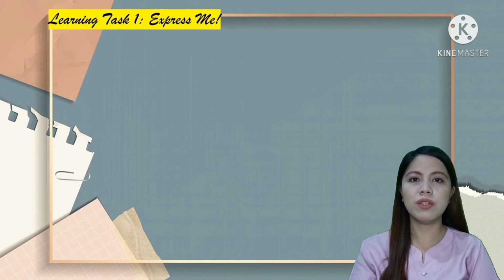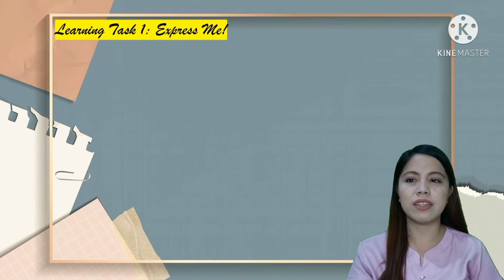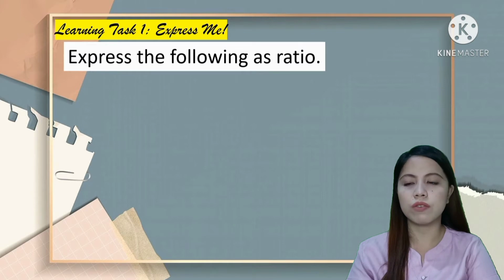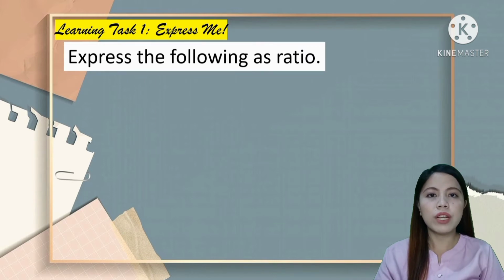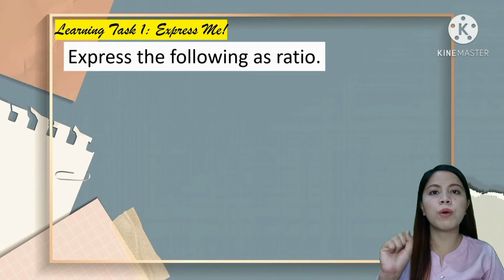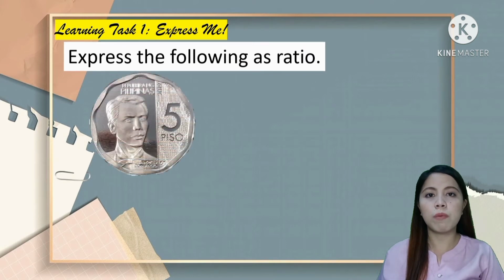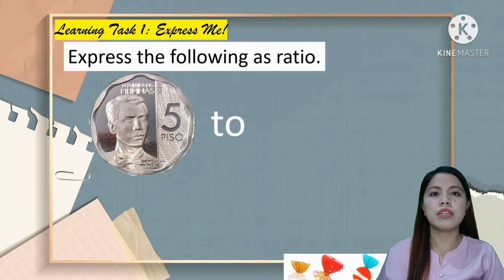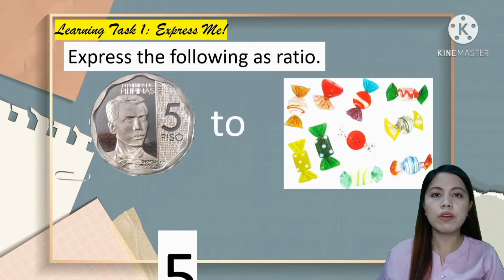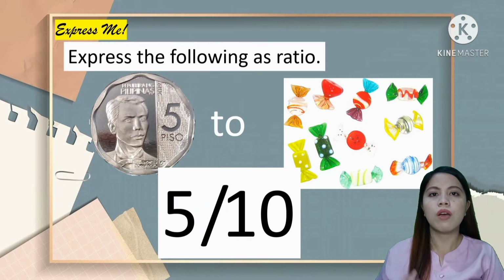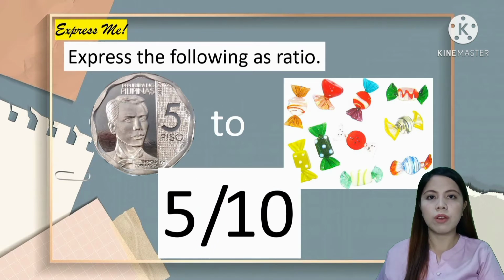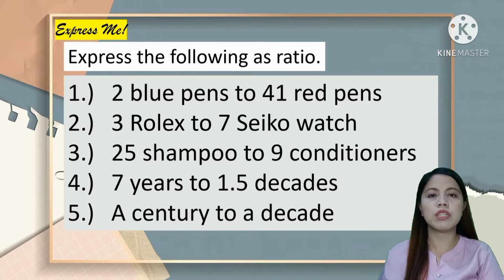Since you have no question, let us have an activity entitled Express Me. Let me read the instruction first. Express the following as ratio. As you can remember, ratio is used to compare two or more quantities. For example, we have 5 pesos is to 10 candies. We will write it as 5 colon 10 or as fraction 5 over 10. Did you get it? Okay, let us proceed with the activity.